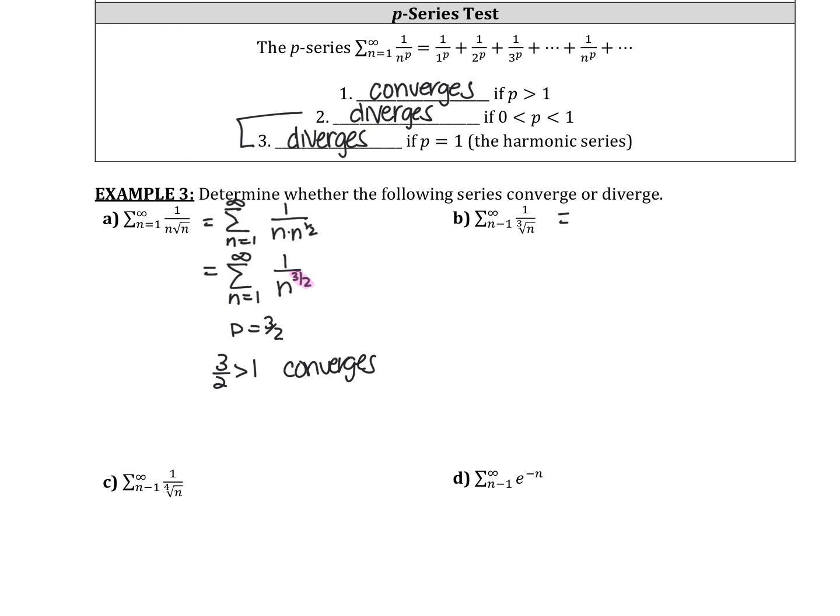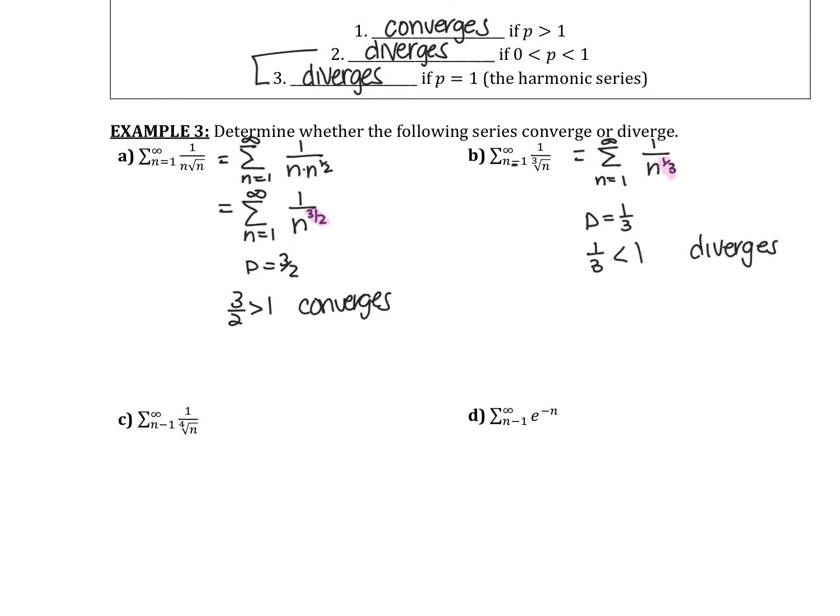All right, hopefully after rewriting some of these, like for example b, that says the sum from n equals 1 to infinity of 1 over n to the 1/3 power. And if I look at my p-value here, my p-value is 1/3. And so if p is 1/3, the problem is 1/3 is less than 1, and therefore this series diverges. Okay, how do we do?